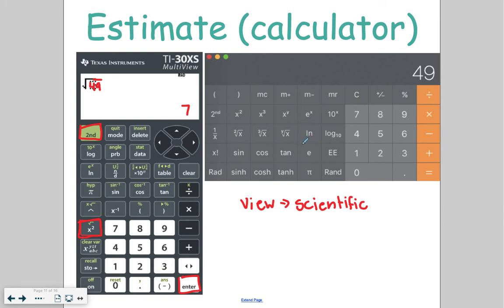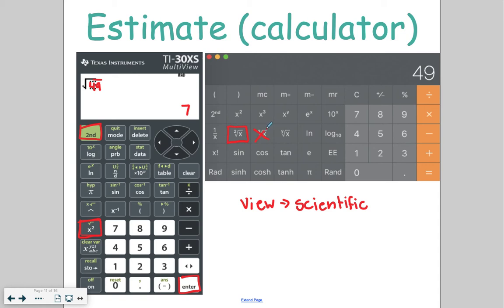On the computer or on your iPhone, you type in the number first. So you type in 49, and then you would hit this square root. Make sure you hit the one with the 2. That's the square root. The one with the 3 is the cubed root.